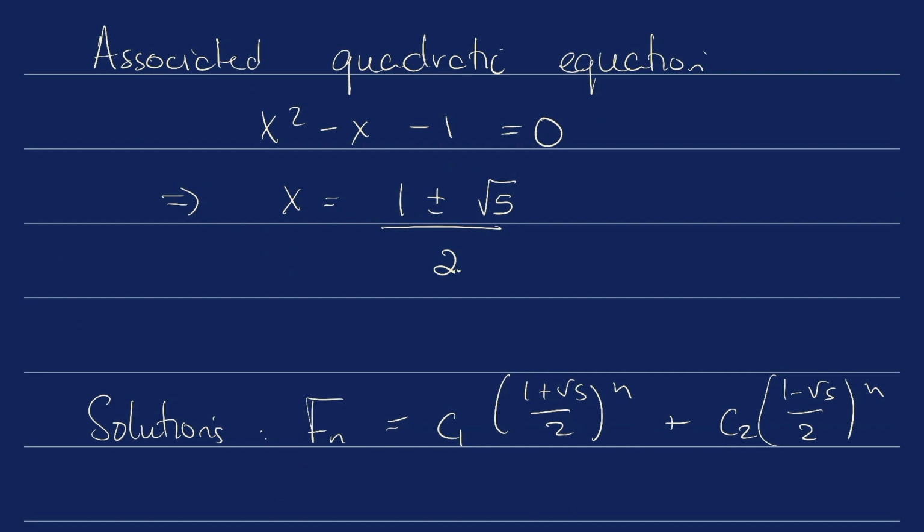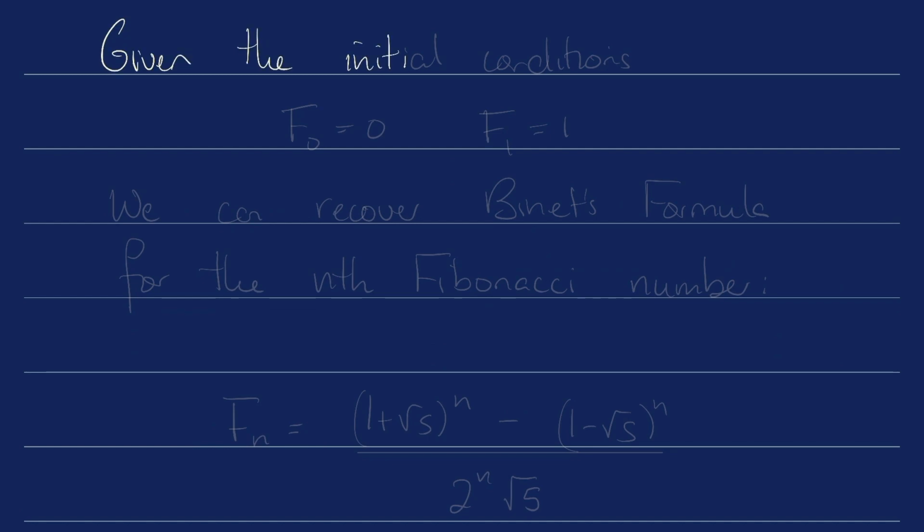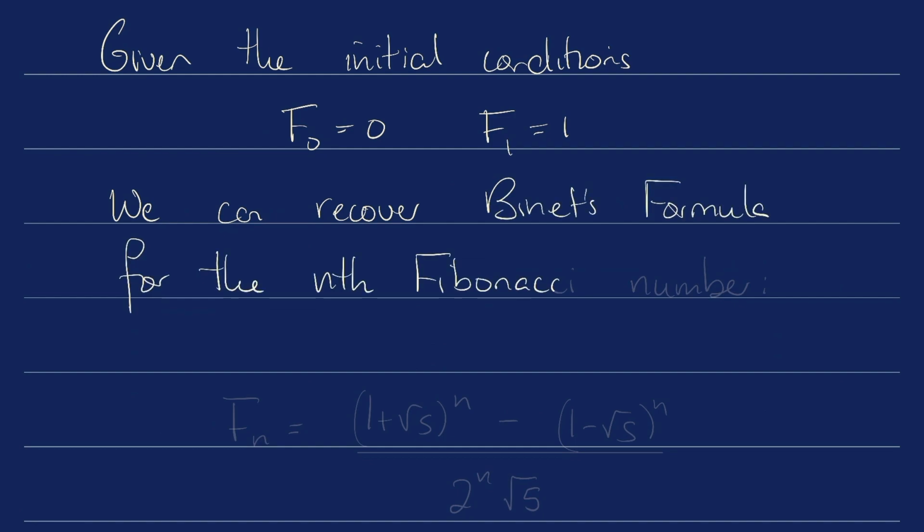Now, how do we figure out what c1 and c2 are? Just like in our previous example, we would use our initial conditions to set up two equations and solve those equations for C1 and C2. Given the initial conditions, F_0 is 0 and F_1 is 1, we can therefore recover Binet's formula for the nth Fibonacci number, written like so.